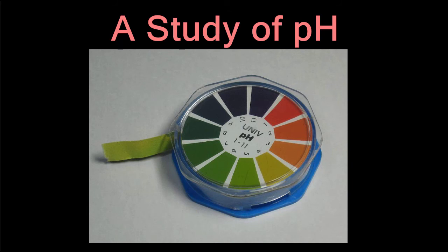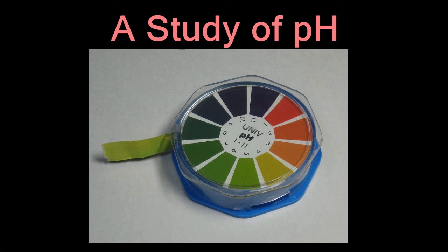Universal indicator paper can give you a more precise measurement of pH than using litmus paper. When dipped in an acidic solution, the indicator paper will turn a reddish color. If it's dipped in a solution that's neutral, it will be green. If it's dipped in a solution that is basic, it'll turn blue.